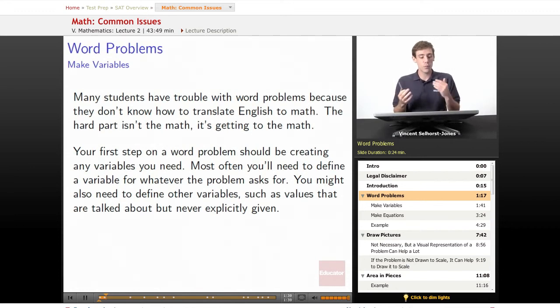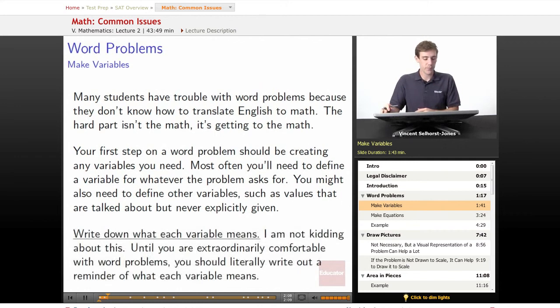So your very first step when doing a word problem is to make variables. You need to create any variables that you might need for the problem. So most often you'll need to define a variable for whatever the problem asks for. If it asks, how many sheep are going to be on the field, then you need to create some number for sheep. So make it like S, sheep. You might also need to define other variables like values that are talked about but never explicitly given. So figure out what variables you need to set up to do the problem.